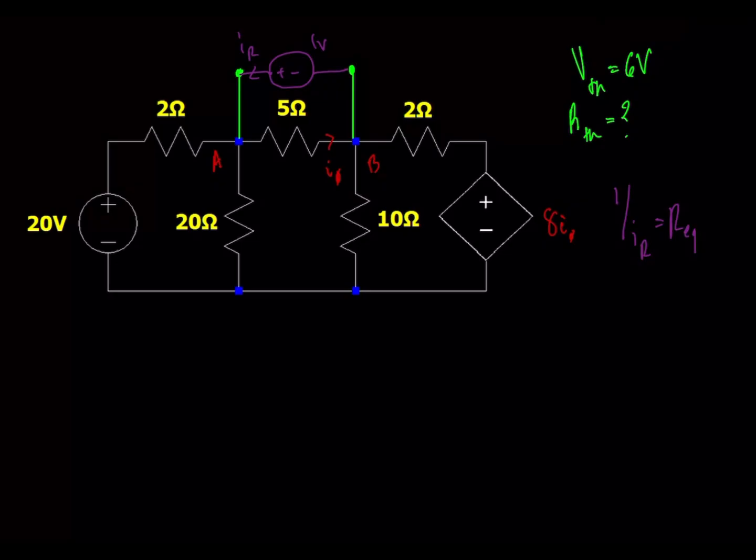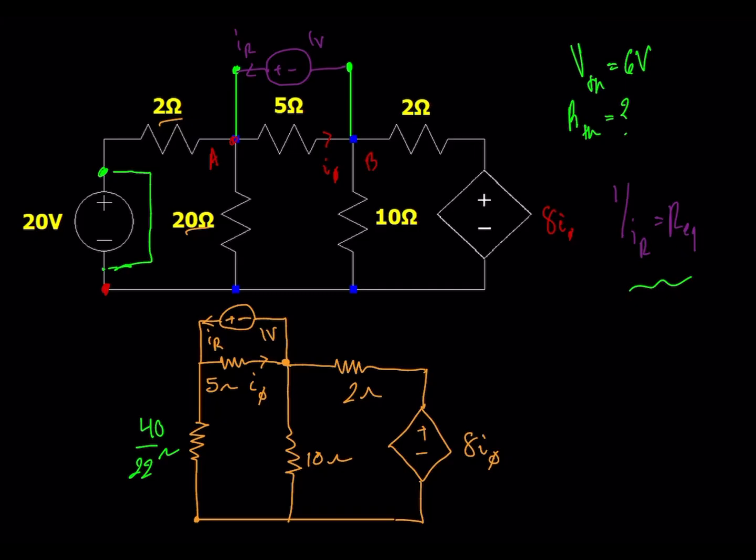Now you still have to deactivate the independent sources here. So, for example, this 20 volt source would be shorted. So it's only the 1 volt source that we're looking at, and we solve the circuit as normal. We figure out what that IR is, and then we're able to use Ohm's law to figure out what that equivalent resistance is.